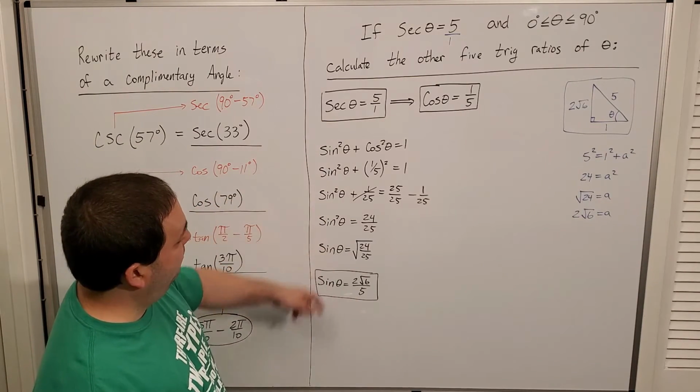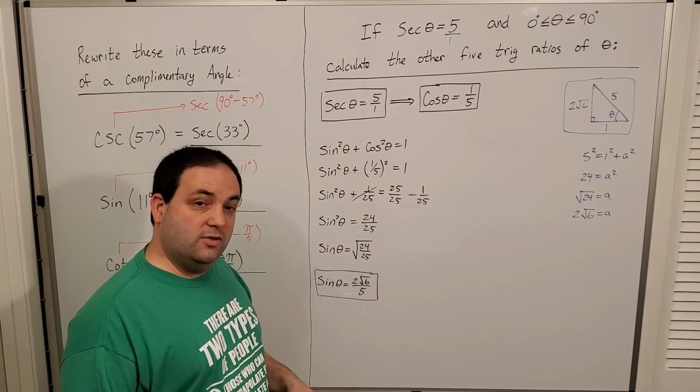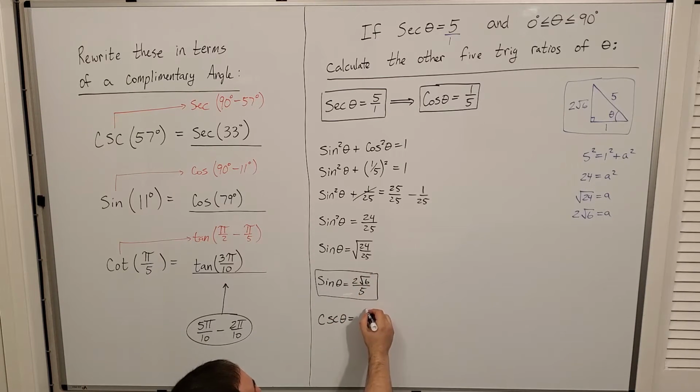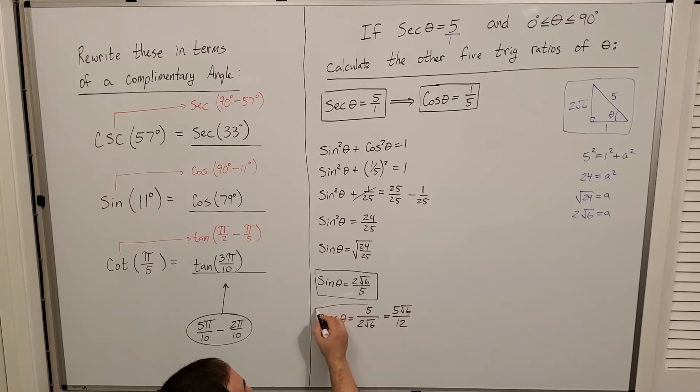And that's just using one Pythagorean identity. Well, if I know sine theta, that means I also know cosecant theta, right? Cosecant theta is going to be the reciprocal. So that would be 5 over 2 square root of 6, which of course you may want to rationalize, multiplying top and bottom by square root of 6, which would give me 5 square root of 6 over 12. Square root of 6 times square root of 6 is 6, times 2 is 12.